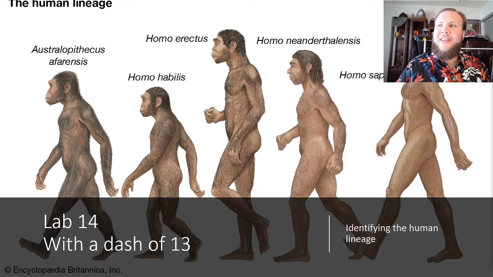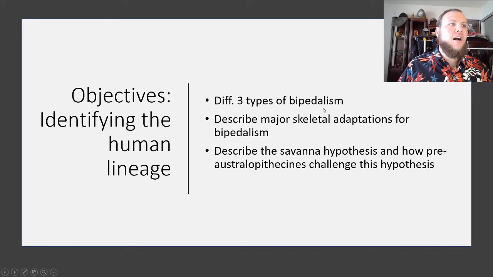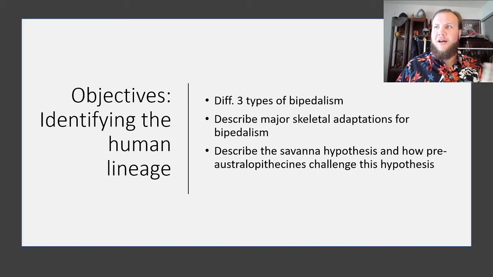Today we're going to be covering Lab 14 with a little bit of 13, just a tiny bit. Today we're going to be going over how to identify the human lineage, okay? So what we're going to be focusing on is the three types of bipedalism and how you can differentiate them. We're going to describe the major adaptations for bipedalism, and we're going to describe different theories on what led to the rise of bipedalism and how it evolved over time. And so we'll go over all this in today's lecture.